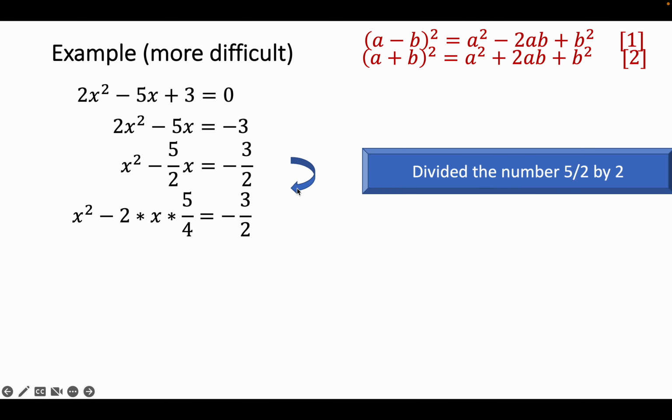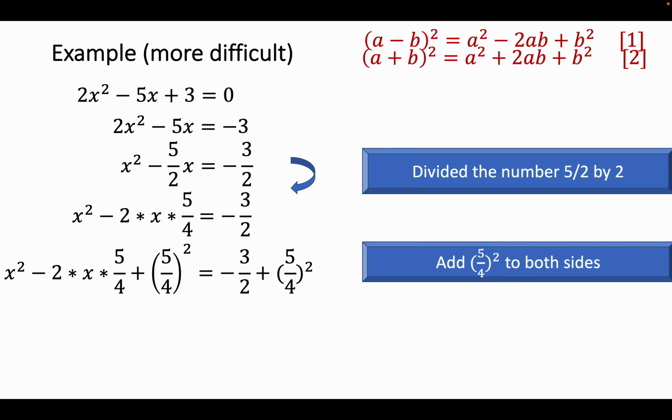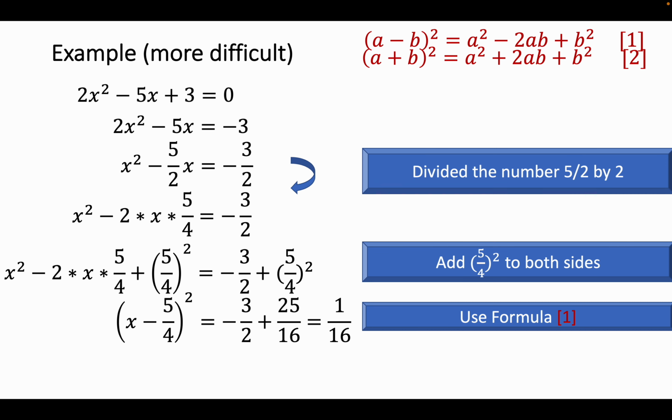And then we have to make the 2ab into the equation that we have right here. X squared minus 2 times x times 5 fourths equals negative 3 halves is similar to a squared plus 2ab plus b squared. Now we add 5 fourths squared to each side so that we cancel it out. And then we use the formula.